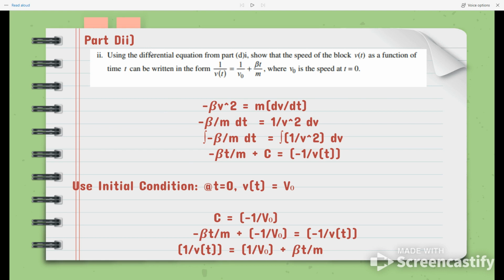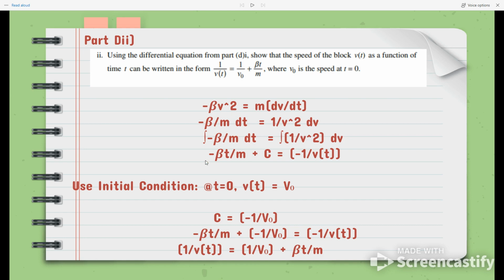Part D2 is described as using the differential equation from part D1 shows that the speed of the block as a function of time t can be written in this form here, where v naught is the speed at t equals 0. So we start with the differential equation from the previous part, negative beta v squared equals m dv over dt. Dividing by m and then dividing by v squared, we now separate the variables to get negative beta over m dt equals 1 over v squared dv.